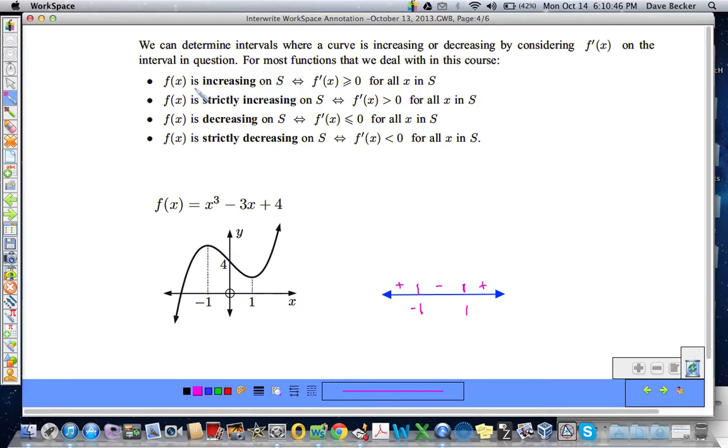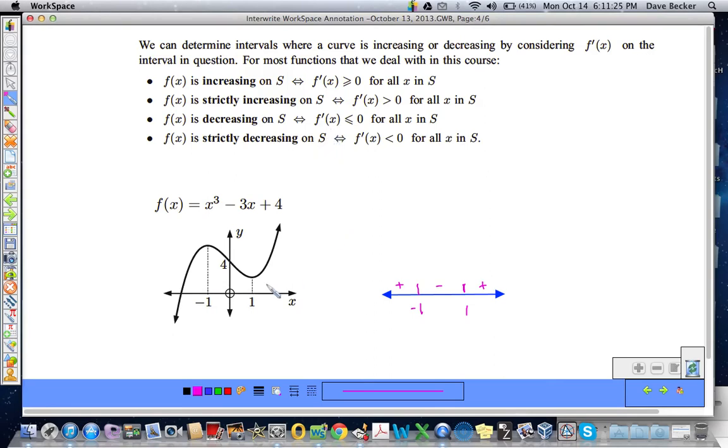So f of x, the function, is increasing on the interval s when the derivative is greater than or equal to 0. And it's strictly increasing when it's only greater than 0. You don't have to worry about that. That's just being very specific and careful. And that's the whole thing about the beginning and the end of where a function is increasing and decreasing because of the equal sign. And a function is decreasing when the derivative is less than 0, when it's negative.